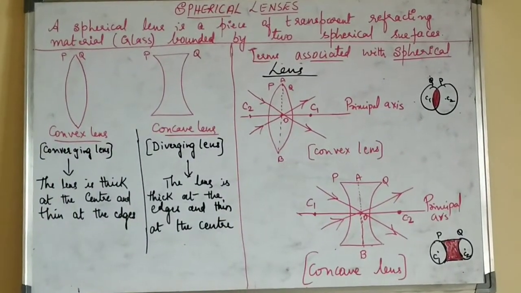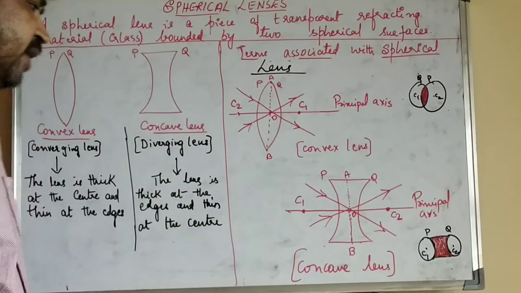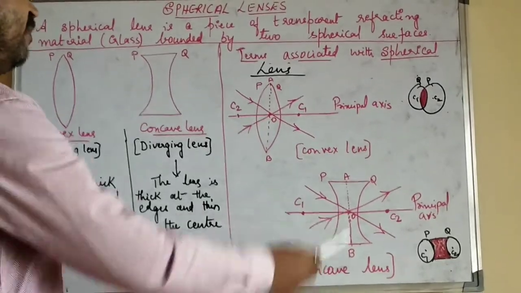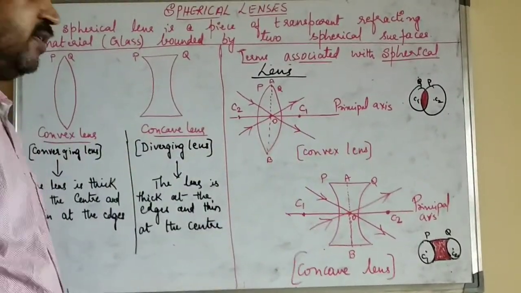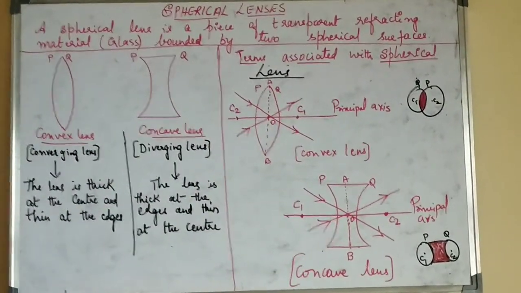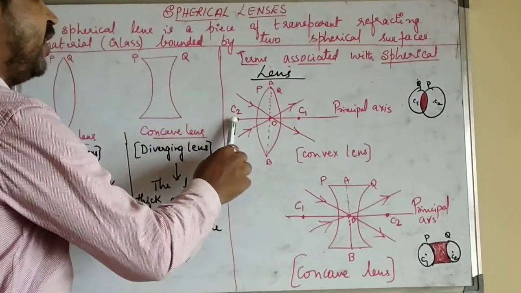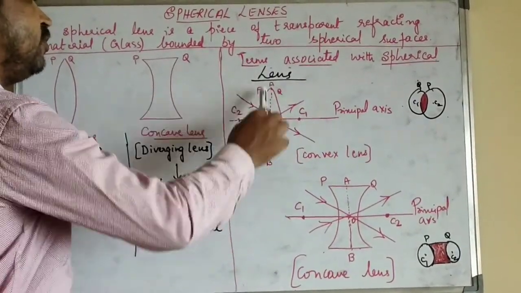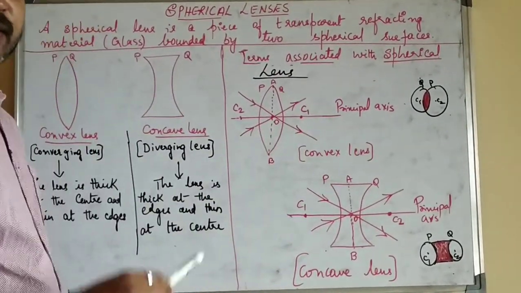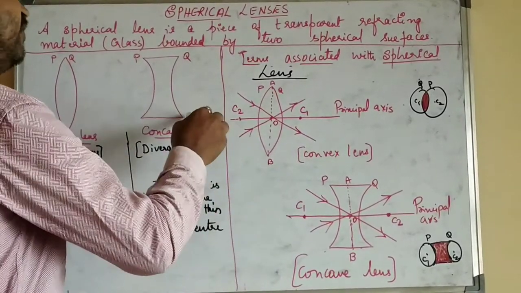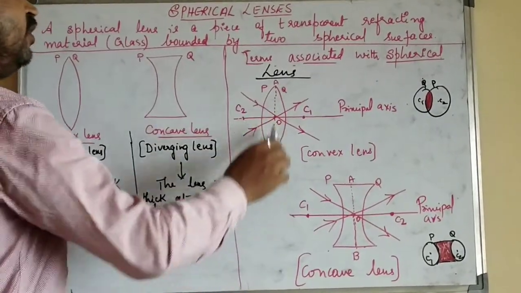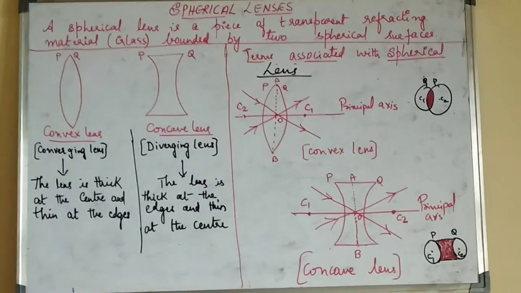Next comes the principal axis. Now, what is the principal axis? The principal axis is defined as the imaginary line which is passing through the centers of curvature of the two spherical surfaces of the spherical lens. I repeat, the principal axis is the imaginary line passing through the centers of curvature of the two spherical surfaces of the spherical lens.